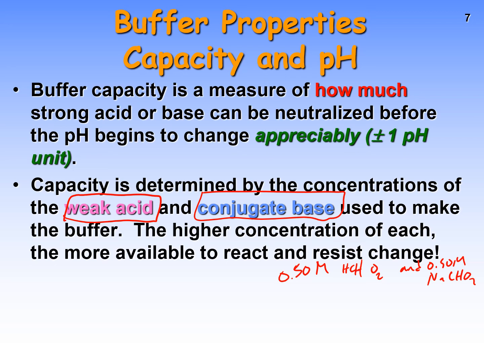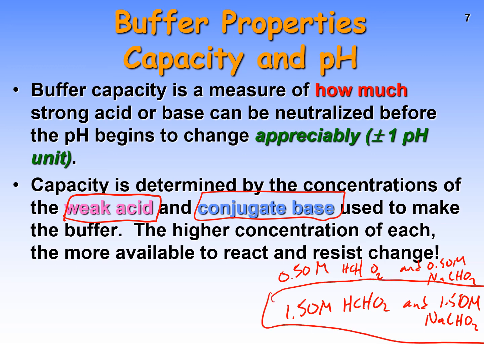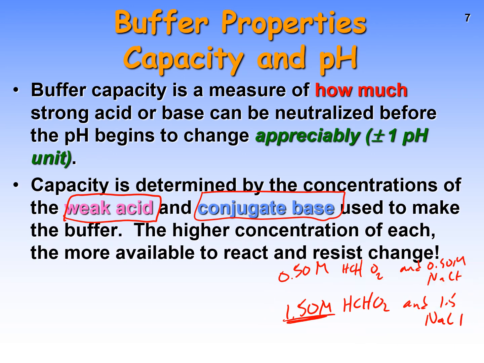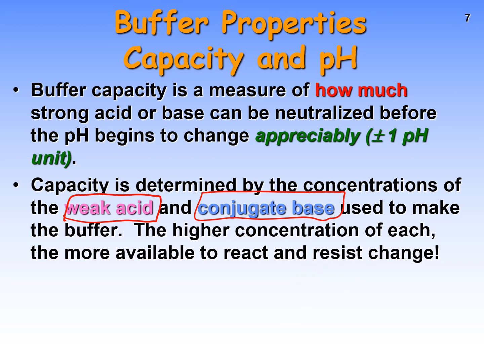But if I had a buffer solution made up of 1.5 molar HCHO2 and 1.5 molar NaCHO2, well, this is going to have the larger buffer capacity because the concentrations of our weak acid and weak base are higher. The higher your initial concentrations of those two, the more your buffer capacity will be.